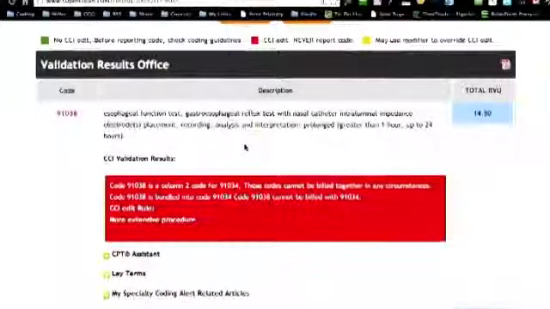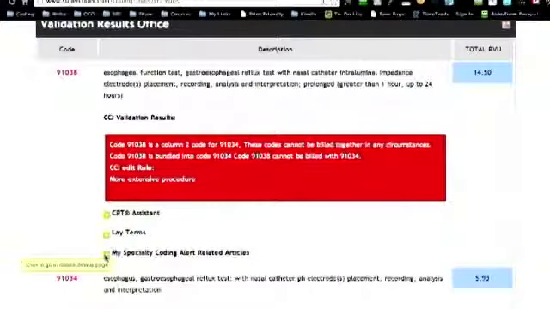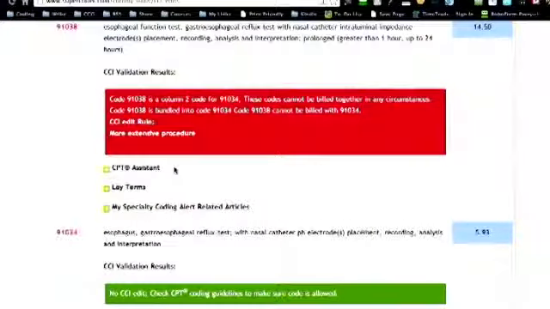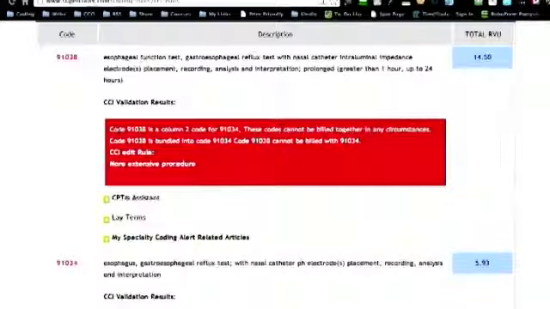So here are the 2 codes, 91038 and 91034, and we've got this big red flag. So this is telling me I'm not going to get away with coding both. And so I'm going to read what the box says: the 91038 is a column 2 code for 91034. These codes cannot be billed together in any circumstance. Code 91038 is bundled into 91034. Code 91038 cannot be billed with 91034.